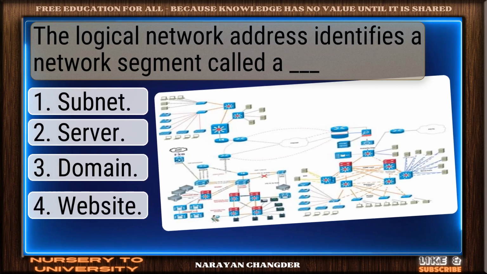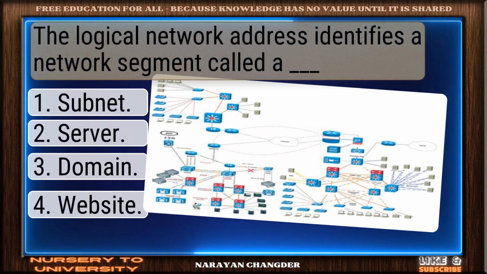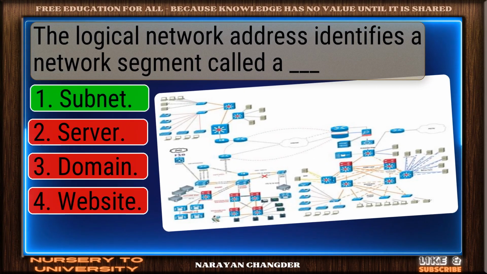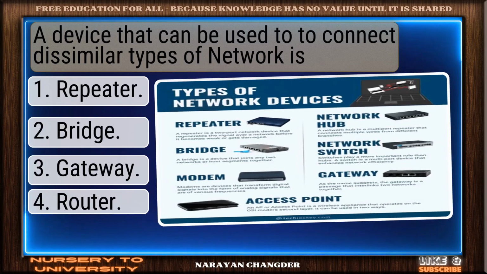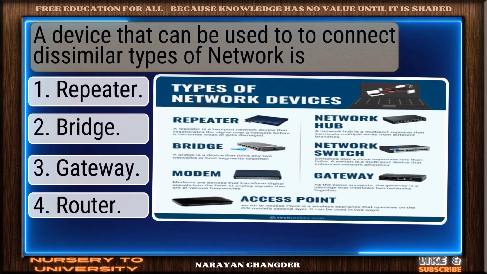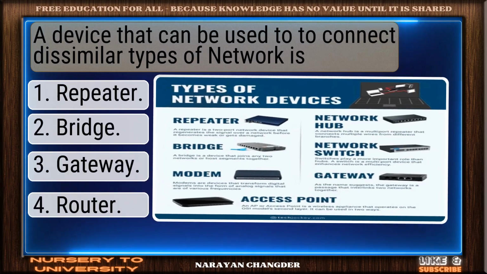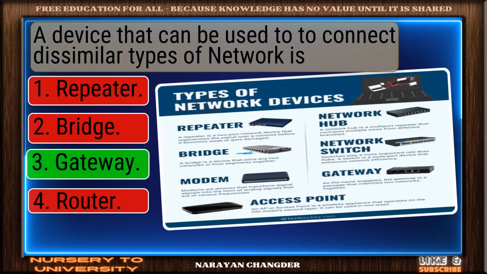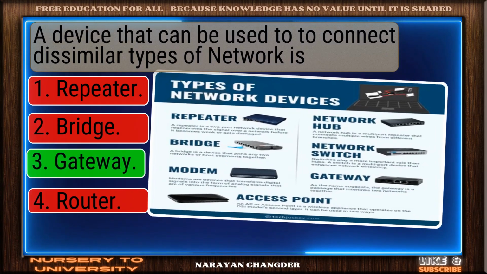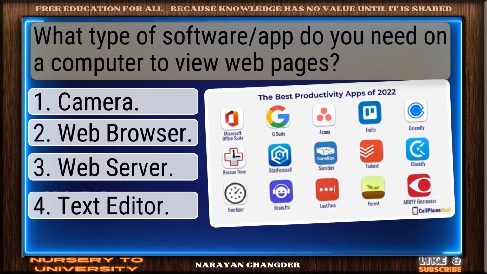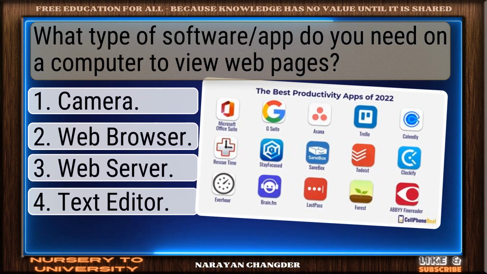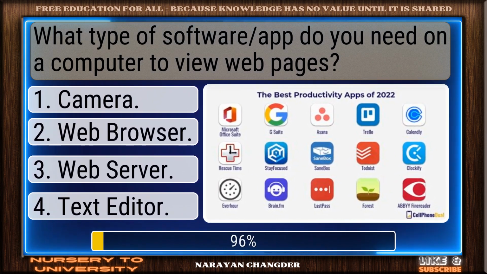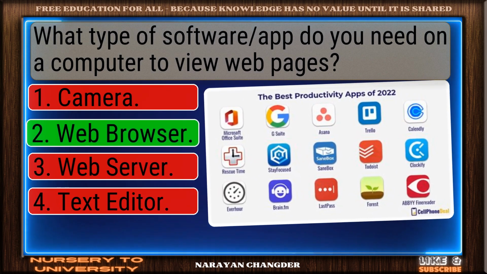The logical network address identifies a network segment called a dash. Excellent choice. Subnet is right. A device that can be used to connect dissimilar types of network is. Smart move. Gateway is accurate answer. What type of software app do you need on a computer to view web pages? Correct. Web browser is spot on.